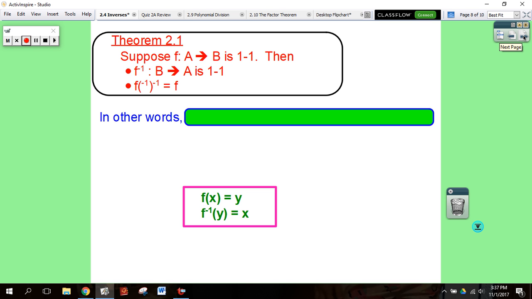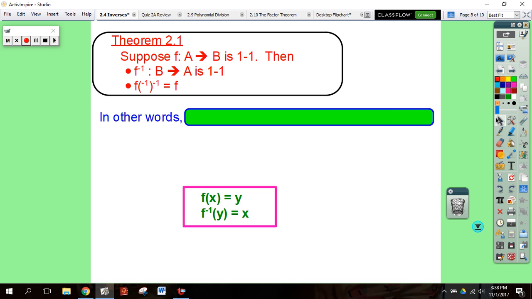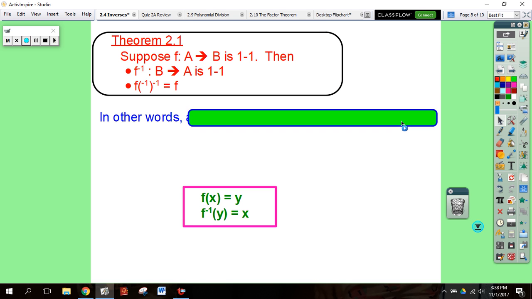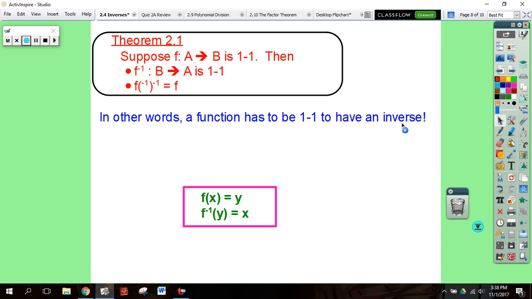So if the function that transforms a to b is 1 to 1, then that means that the inverse of the function that transforms b to a is also 1 to 1, which means that if you have the inverse of the inverse, you get back to your original function. So basically what that's saying is a function has to be 1 to 1 to have an inverse. Okay? This part right here is really important.